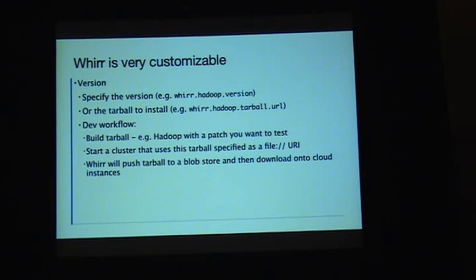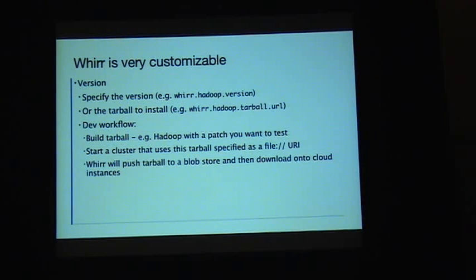And so to do that, this is an example of how you actually do that. With Hadoop, you would set a whirr.hadoop.version configuration option, specifying the version of Hadoop you want to run. Another way of doing it is to specify an actual tarball. So if you've got a custom build of a service and you want to run that, you would pass it in as a configuration. And this is a really nice workflow actually.